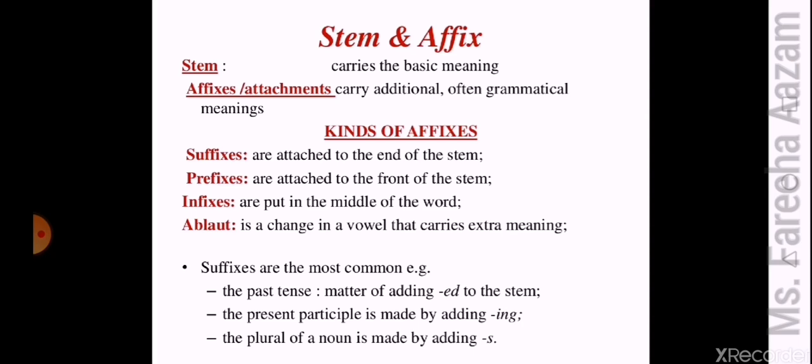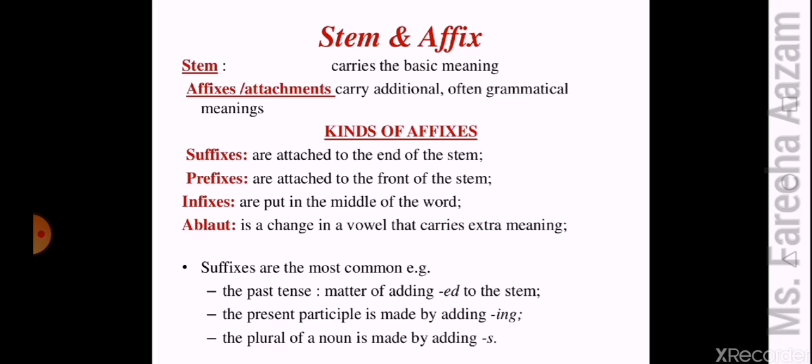The stem carries the basic meaning, while the affixes or attachments include suffixes, prefixes, infixes, and ablaut. Suffixes are attached to the end of the stem, while prefixes are attached to the front of the stem, and infixes are put in the middle of the word, while ablaut is a change in the vowel that carries extra meaning. For example, suffixes are the most common, like the past tense, adding ed, because it is added at the end of the structure.